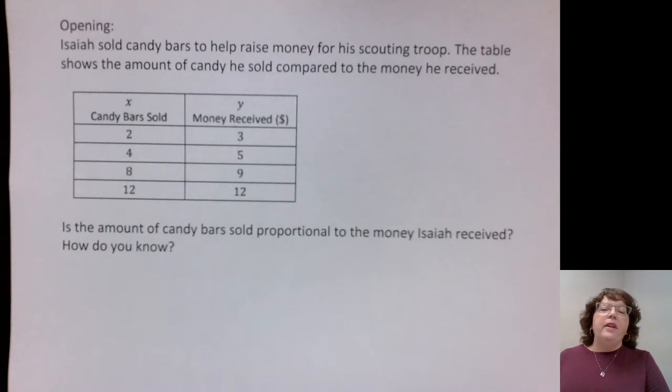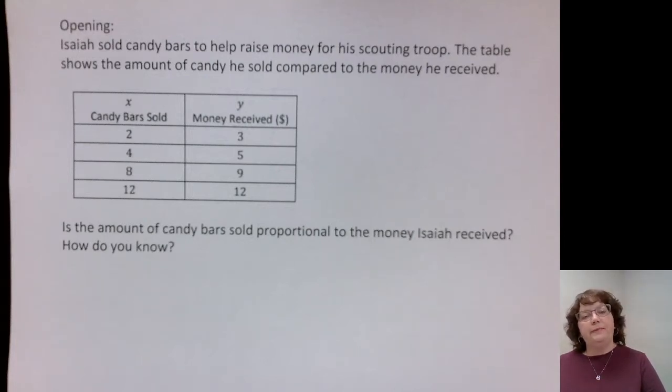Okay? All right, so my first question for you is: is the amount of candy bars sold proportional to the money that Isaiah received? And how do you know? I'm going to give you just a moment or two here and let you see if you can figure that out on your own. Okay, so what did you find? Are they proportional? Okay, all right, well, how do you find out?